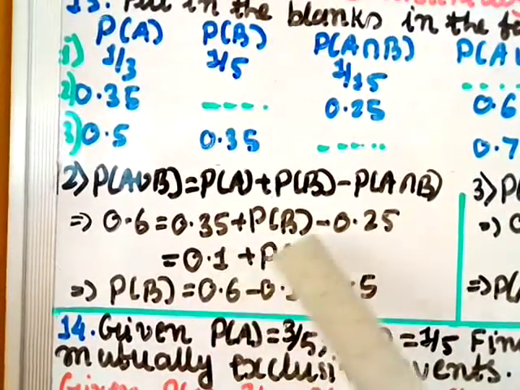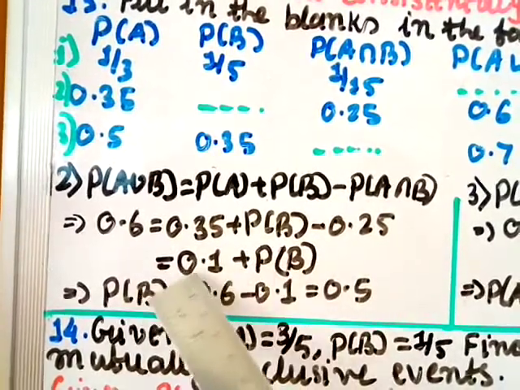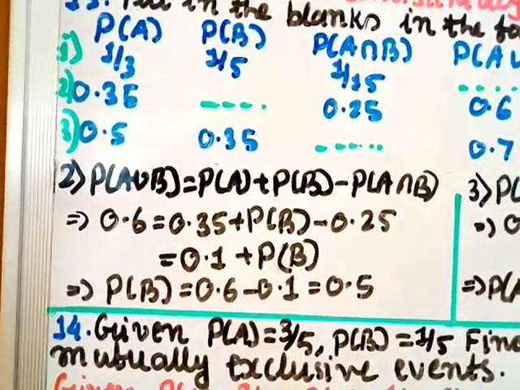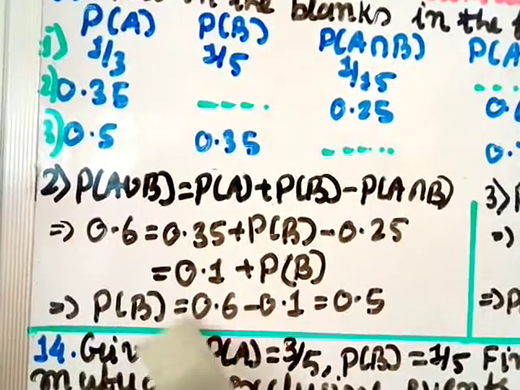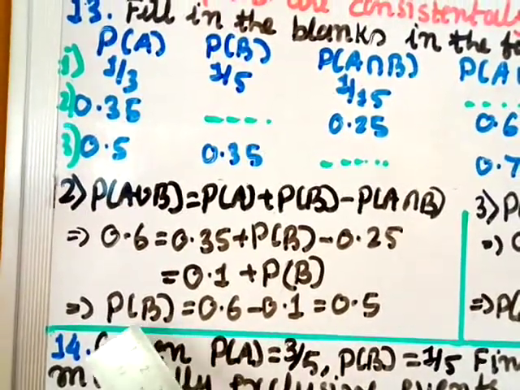So 0.35 minus 0.25 will give you 0.10 or 0.1 plus P of B. 0.1 transfer over here, it becomes negative. So here remains P of B equal to 0.6 minus 0.1, which gives you 0.5. So that is the value of P of B.